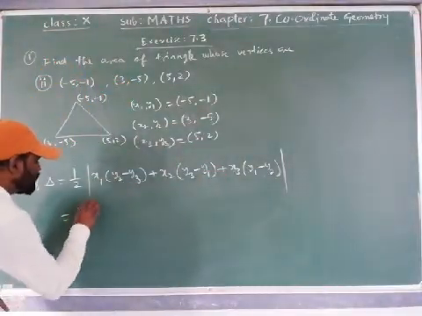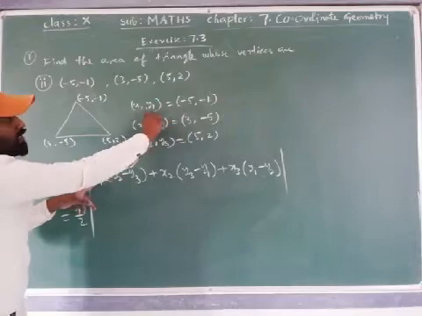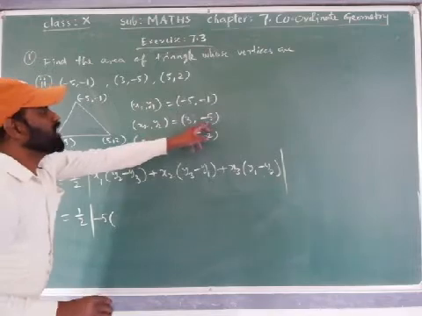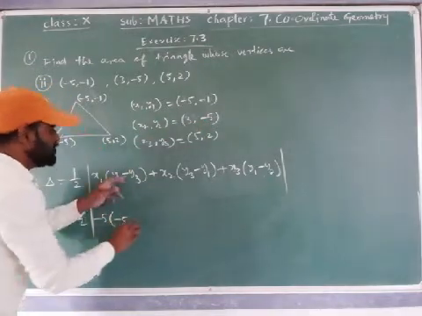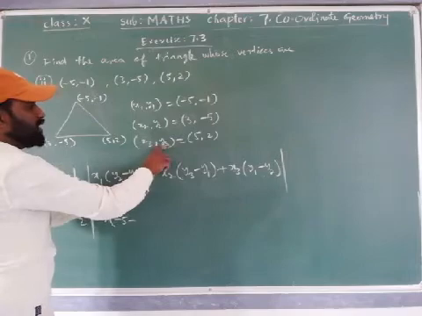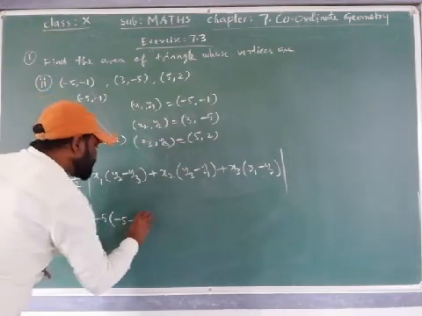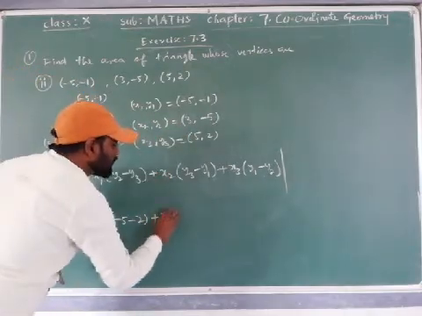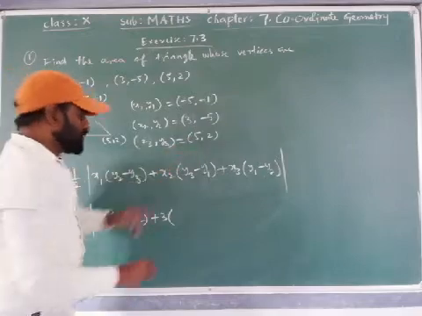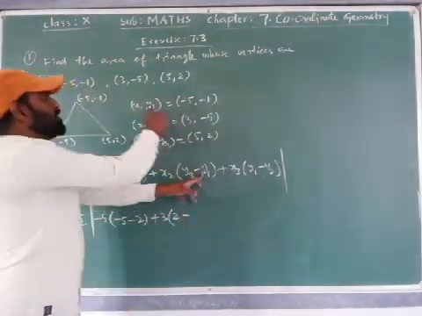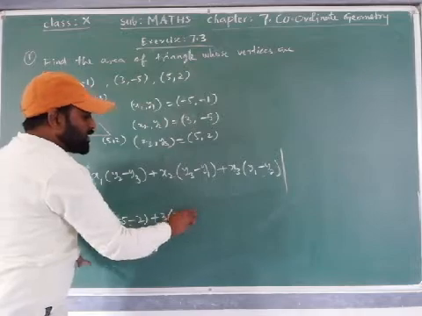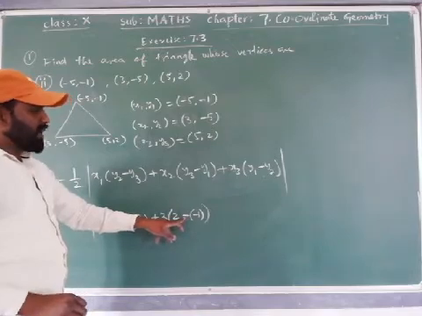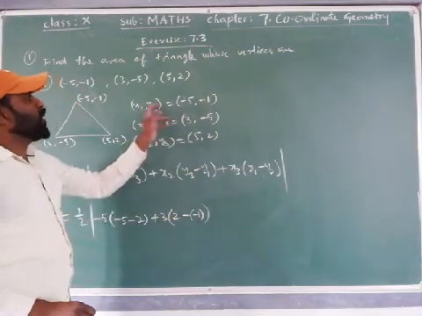See here, 1 by 2 modulus x1. x1 is what? Minus 5. y2. y2 is what? Again minus 5. Minus in the formula. y3. What is y3? It is 2. Substitution is over. Plus here again x2. x2 is what? 3. Right. y3. y3 is what? 2. Minus y1. y1 is minus 1. So here also minus. So keep one bracket, for 2 minuses are there. So no need to get confused. This minus is in the formula. This minus is of the point y1.